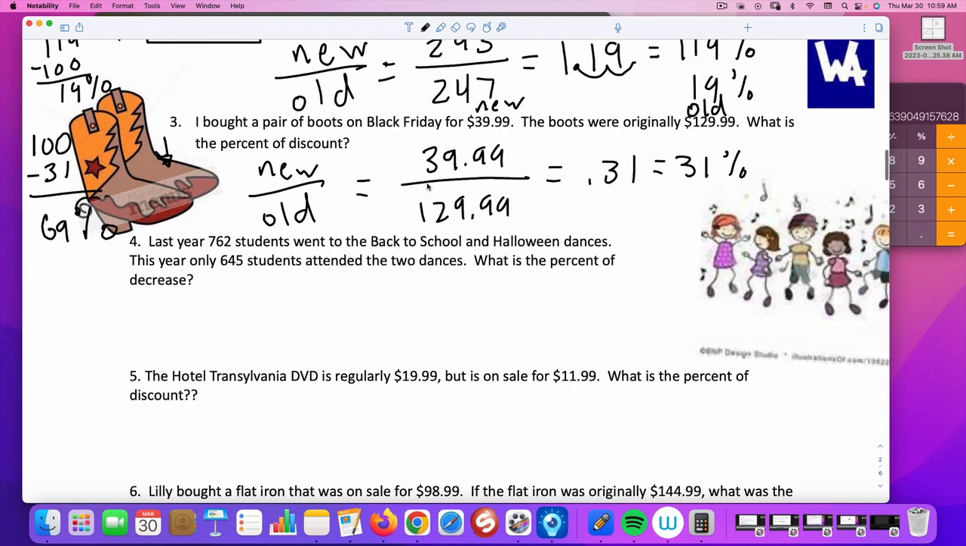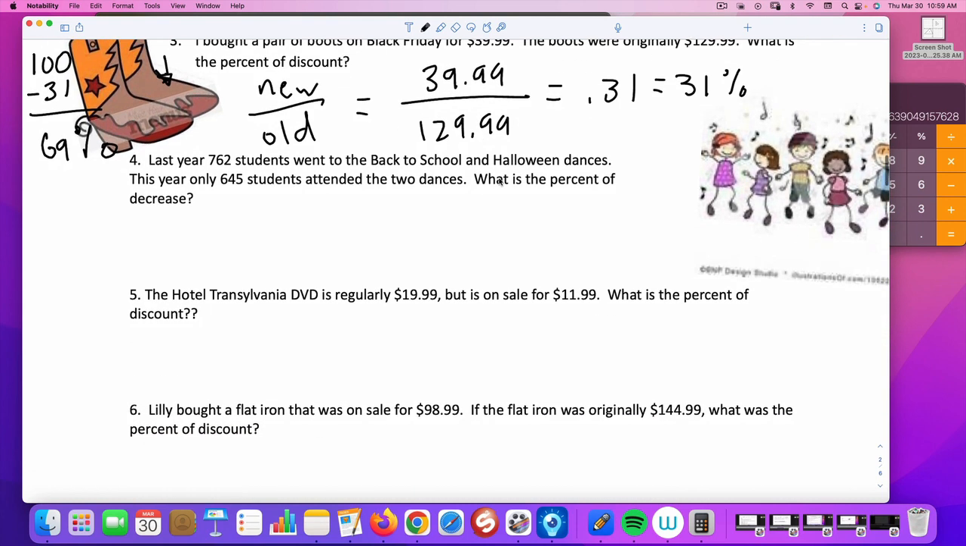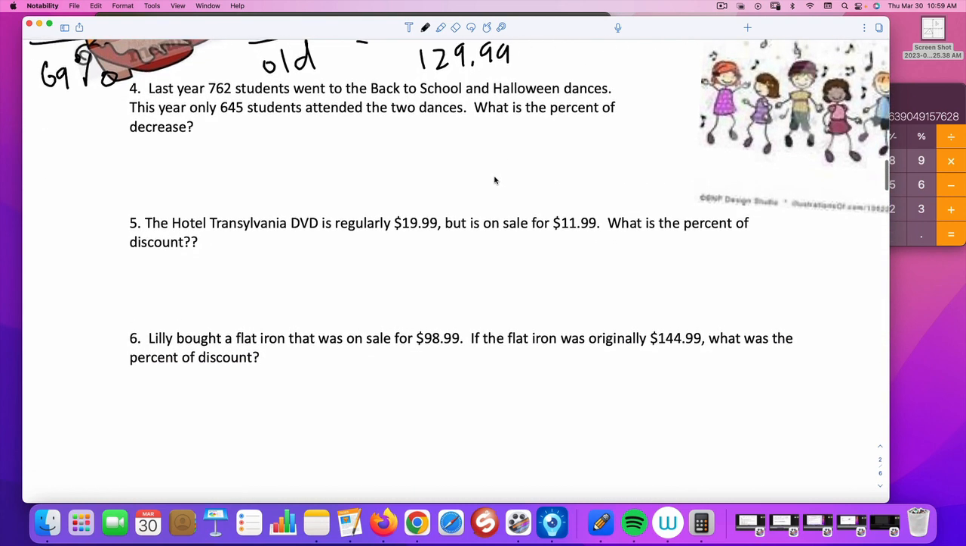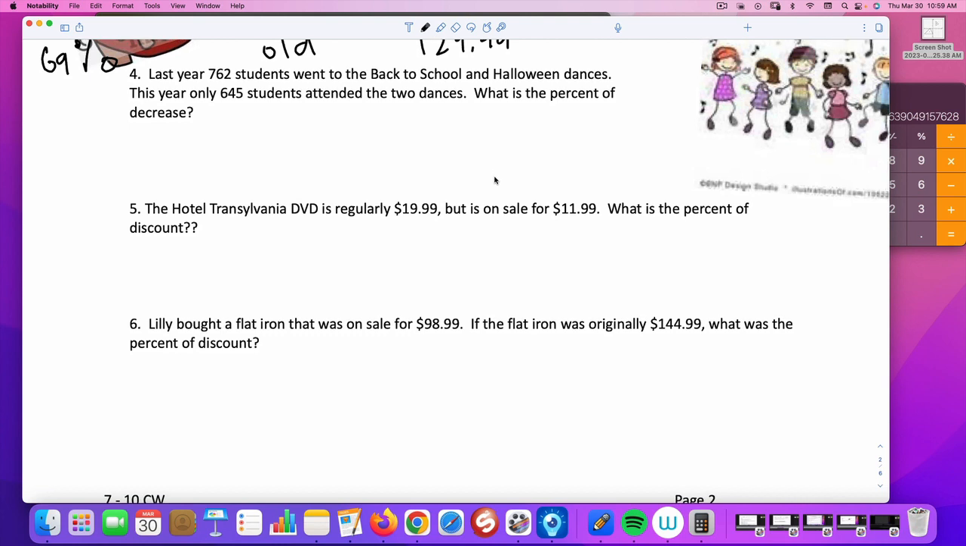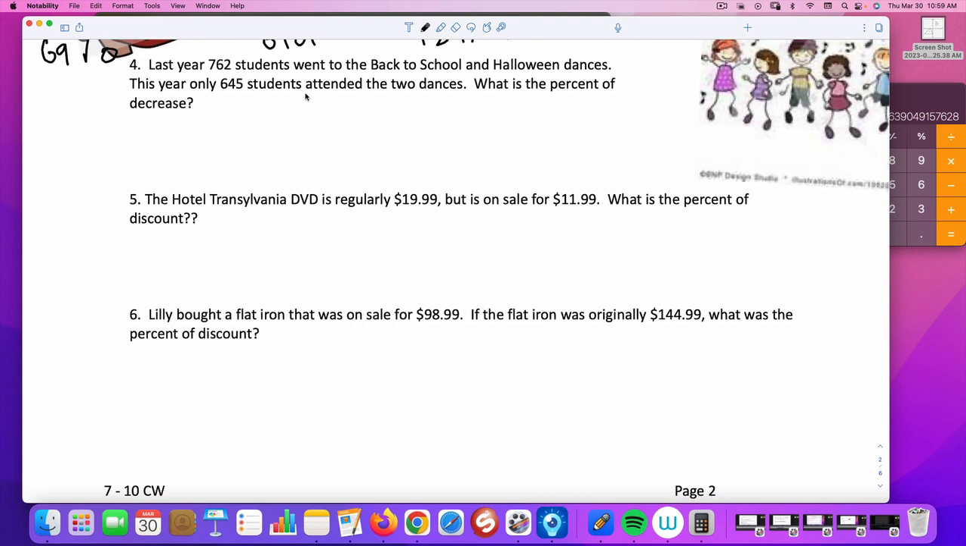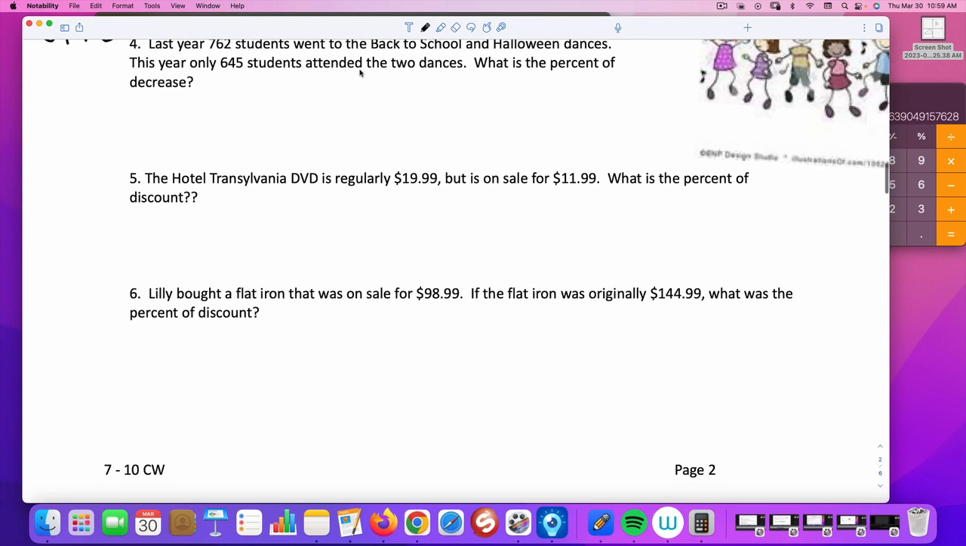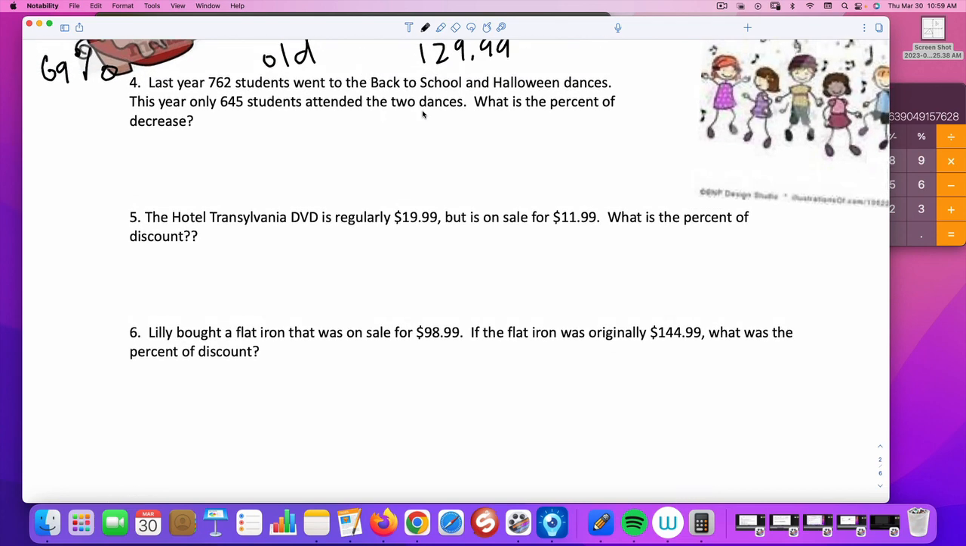Number 4. Last year, 762 students attended the back to school and Halloween dances. This year, only 645 attended the 2 dances. What's the percent decrease? Set up your problem. What number's on the top for this one? Reese.